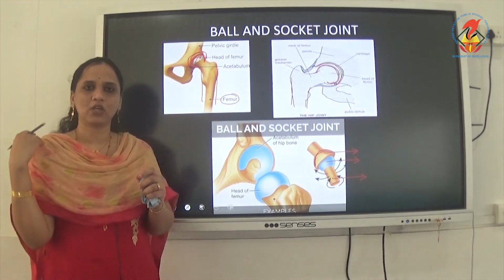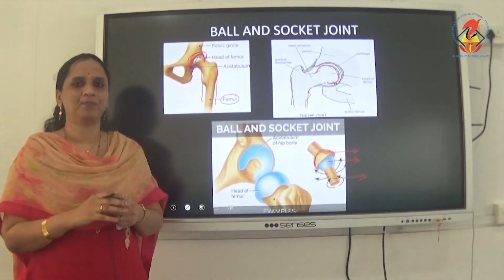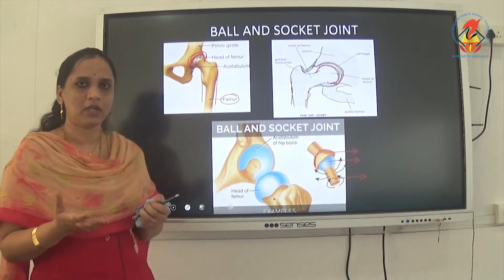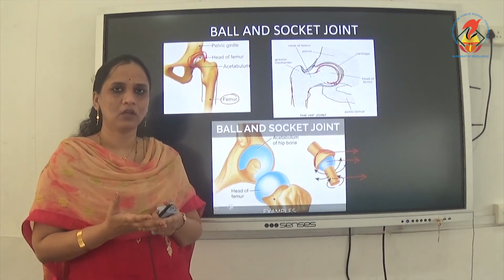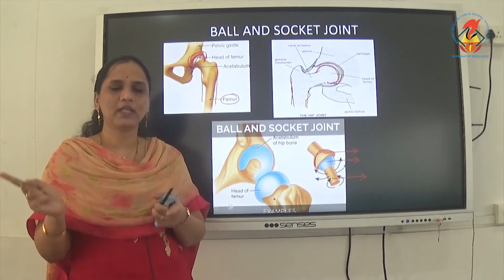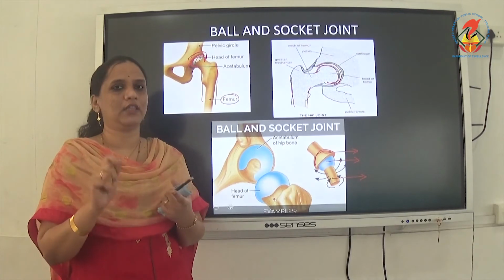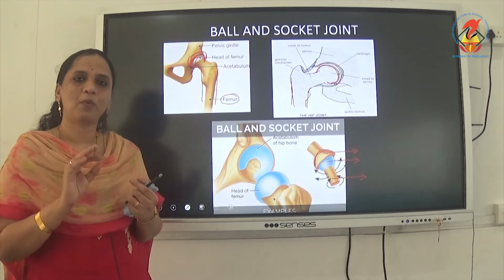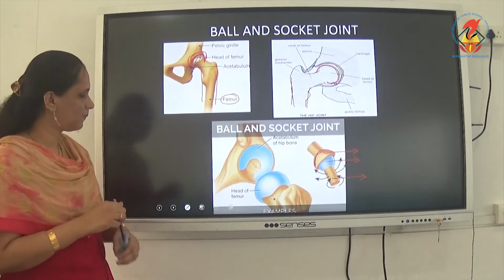Another example is your shoulder joint, your arm. For example, you think about a bowler bowling. So he will rotate the arm in a complete circle and then bowl. So maximum movement is possible there, and that is your ball and socket joint.